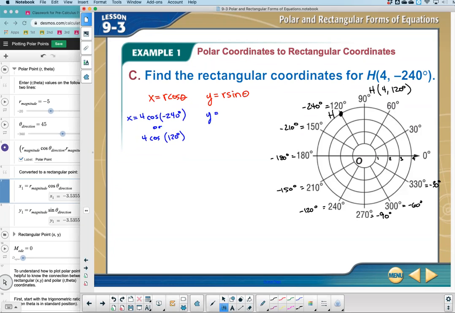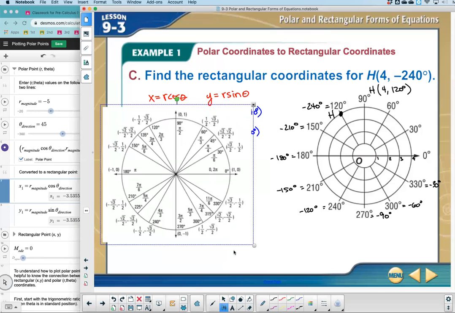And then the y would be 4 sine of negative 240, which you could use the calculator for. But for the unit circle, which I'm about to use, I'm going to use the value positive 120 degrees, its coterminal value. Just realize I put parentheses in a different spot there. There you go, to make it look consistent.